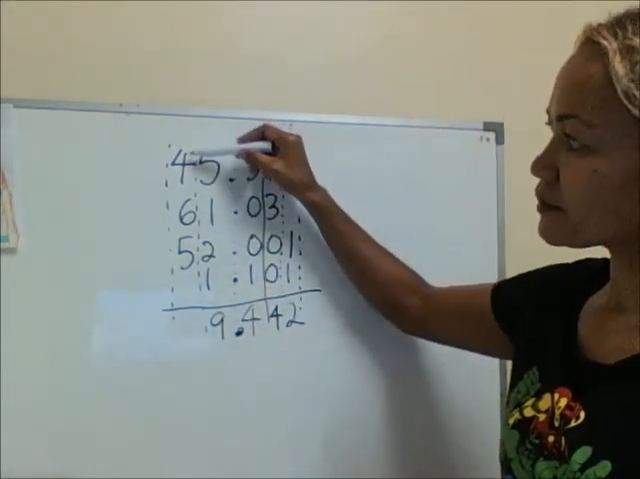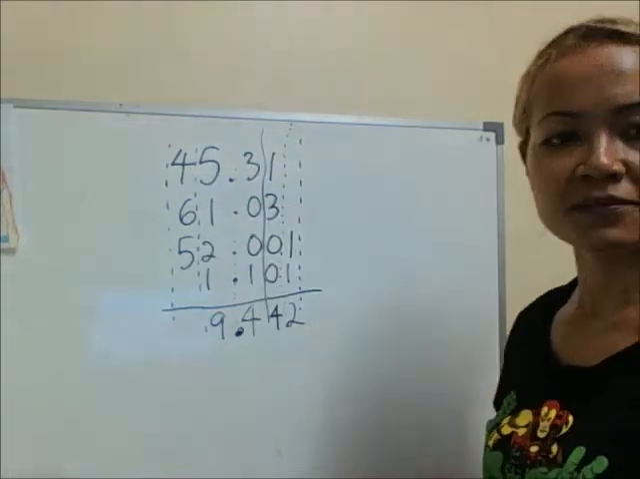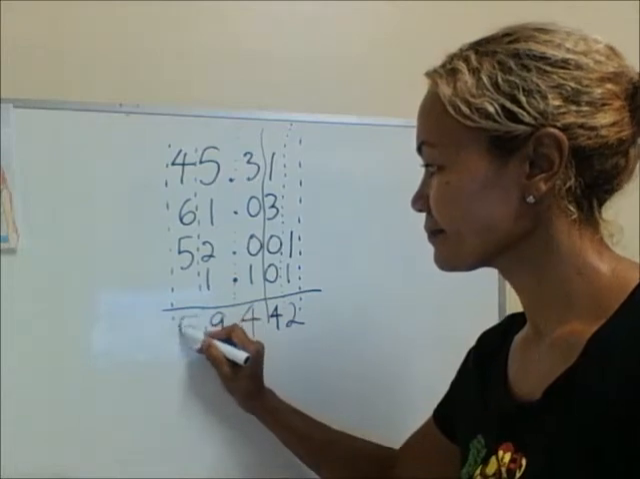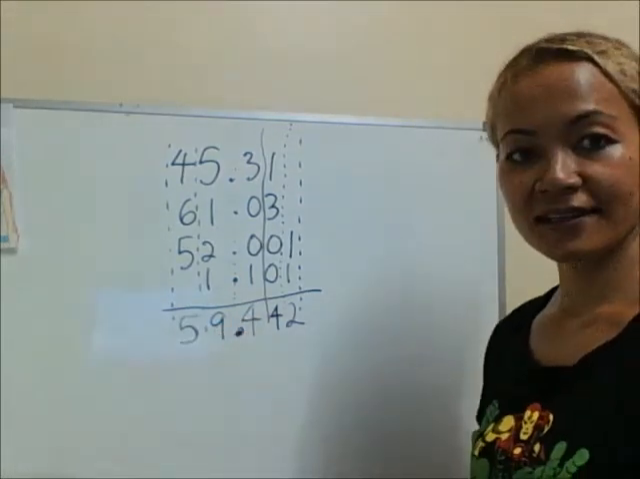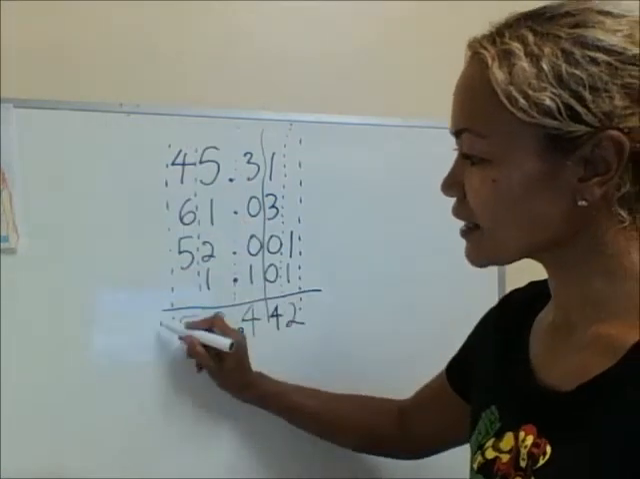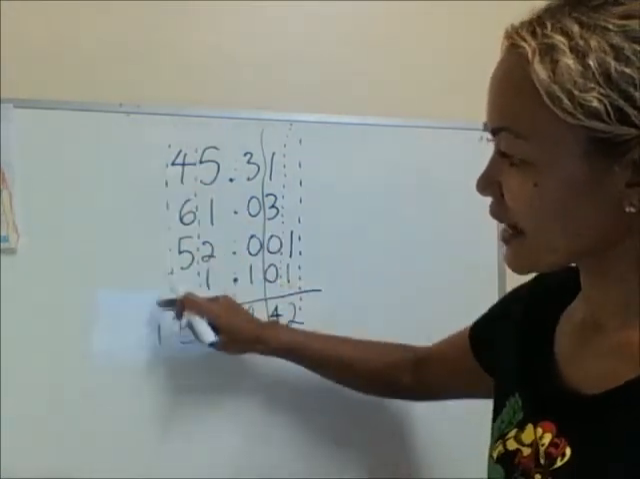And in the final column, 6 plus 4 is 10, plus 5 is 15. So 5 goes in the bottom, and 1 gets carried over. Nothing else to add over here.